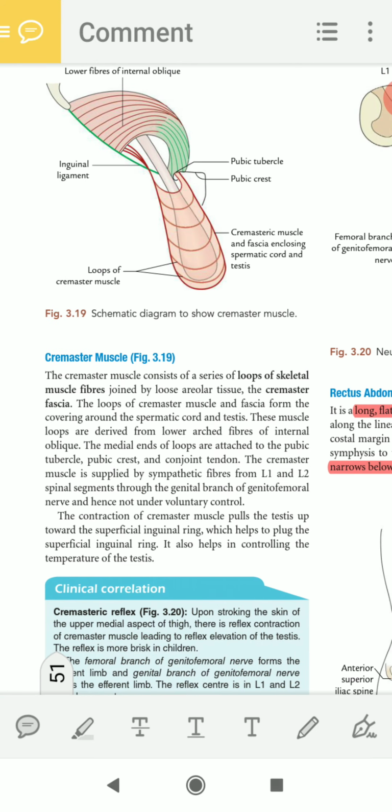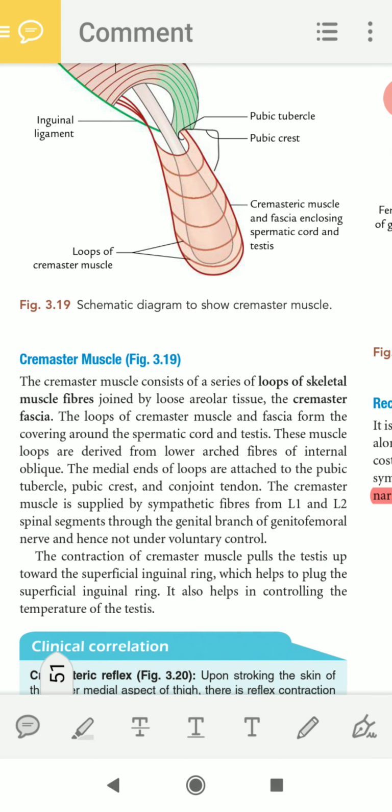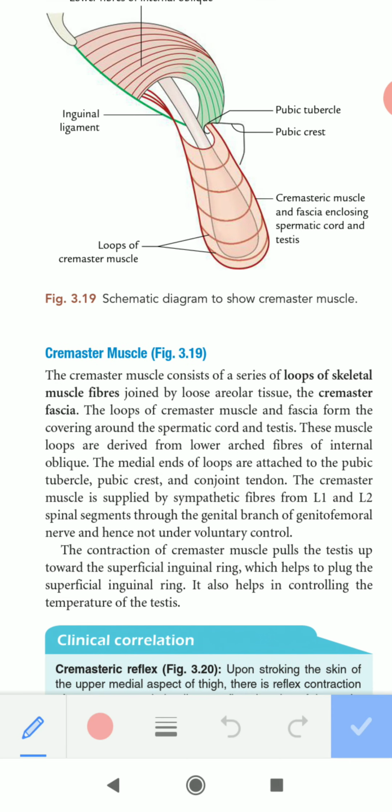Cremasteric muscle. Cremasteric muscles consist of a series of loops of skeletal muscle fibers joined by loose irregular tissue, the cremasteric fascia. This cremasteric muscle covers the spermatic cord and testis.